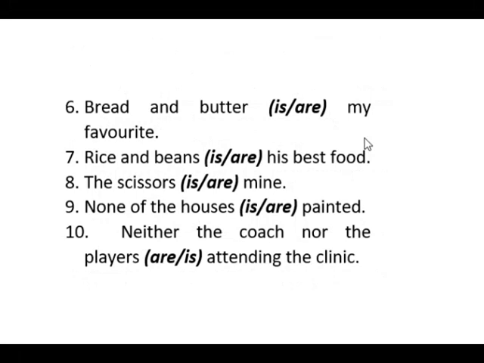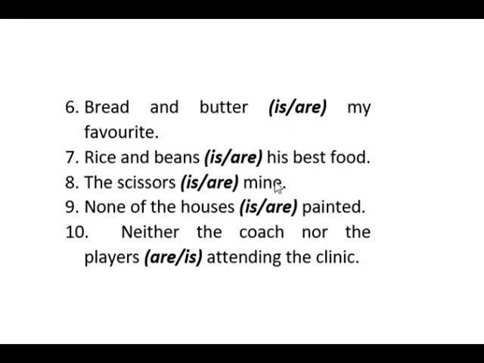Example number 6, bread and butter is or are my favorite. You see, the bread and the butter gives the impression of two things. That is a plural subject. If you think it's a plural subject, you will definitely go for are. If you think it is singular, you will go for is. Which one is correct? We'll find out in one of our subsequent videos.